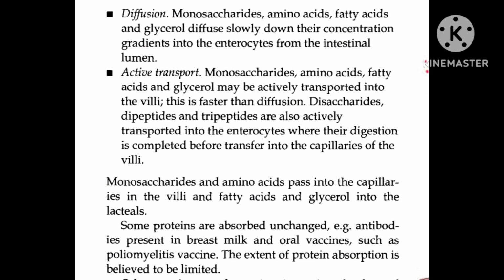Disaccharides, dipeptides, and tripeptides are also actively transported into the enterocytes, where their digestion is completed before transfer into the capillaries of the villi. Monosaccharides and amino acids pass into the capillaries in the villi, and fatty acids and glycerol into the lacteal. Some proteins are absorbed unchanged.